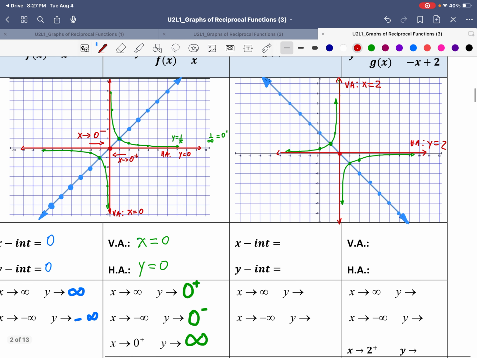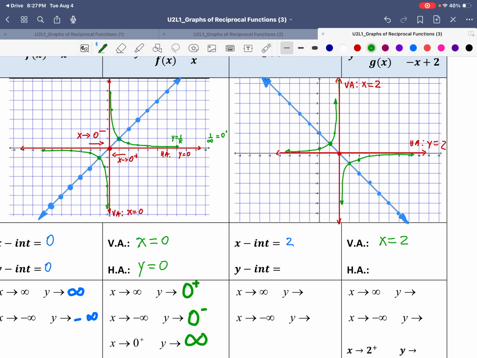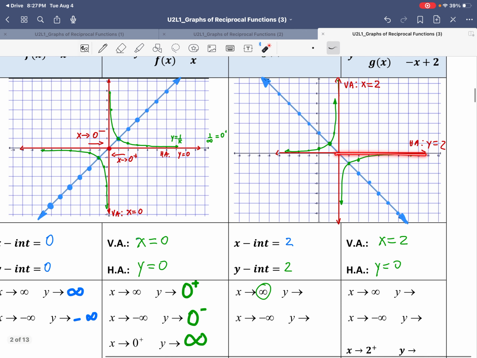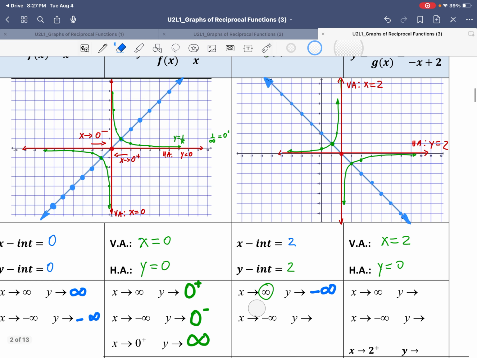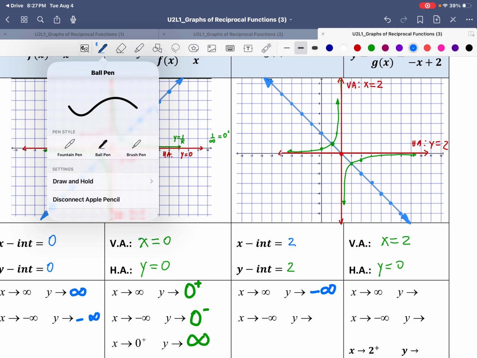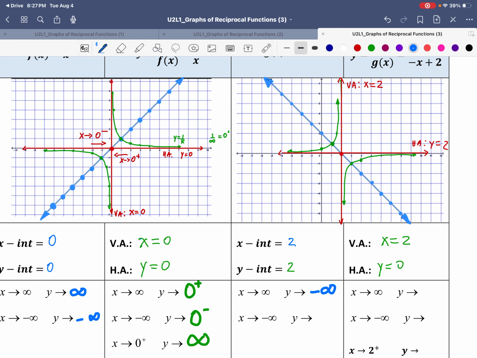Now, let's talk about the intercepts. We have the x-intercept at 2. The vertical asymptote will be at x equals 2. The y-intercept in this case is equal to +2. That is just a coincidence. And the horizontal asymptote is at y equals 0. Next, the end behaviors of the function as x approaches infinity. When x approaches positive infinity, this function is going down to -infinity. And as x approaches negative infinity, the function is going up to infinity.